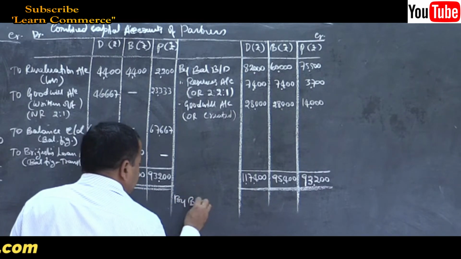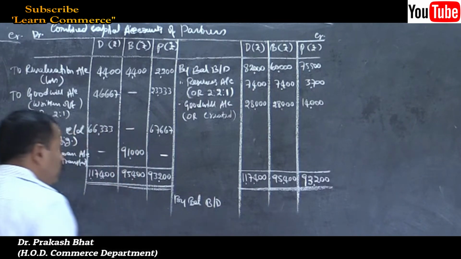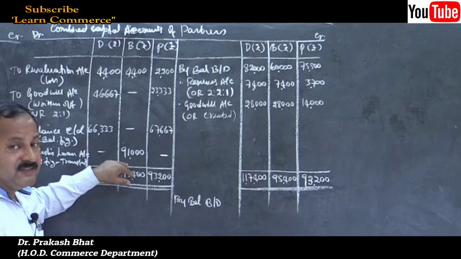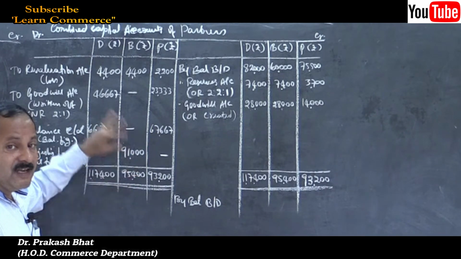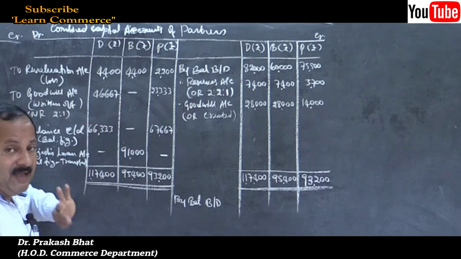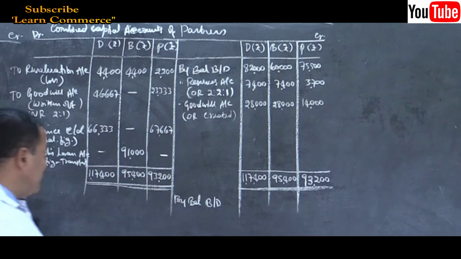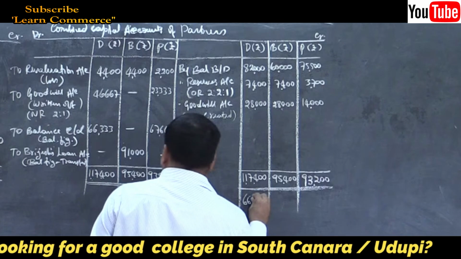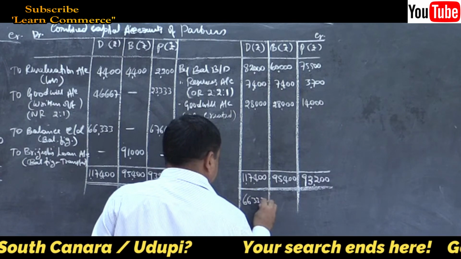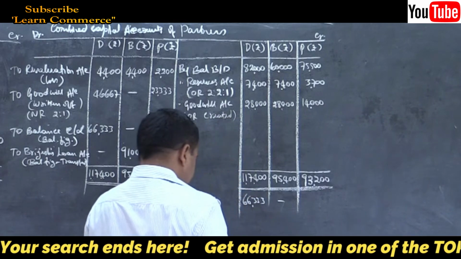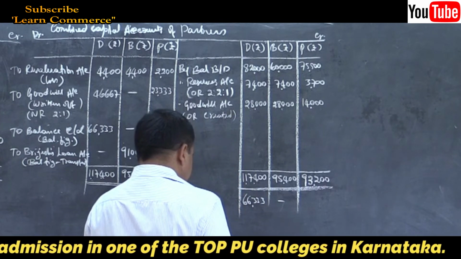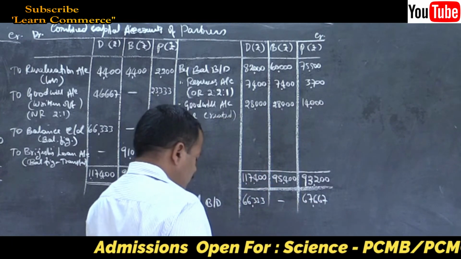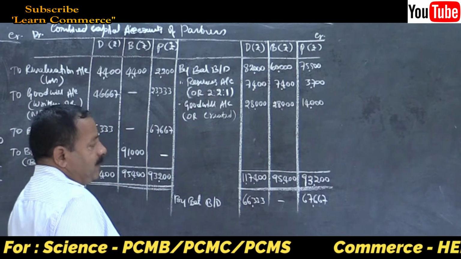Now bring down the balance. Which balance will you bring down? Only these two, because the retiring partner's capital account is closed and his balance is transferred to his loan account. So there will not be any balance here. So just the two partners: 66,333, dash here, and 67,667. That's all. Your capital account is done.